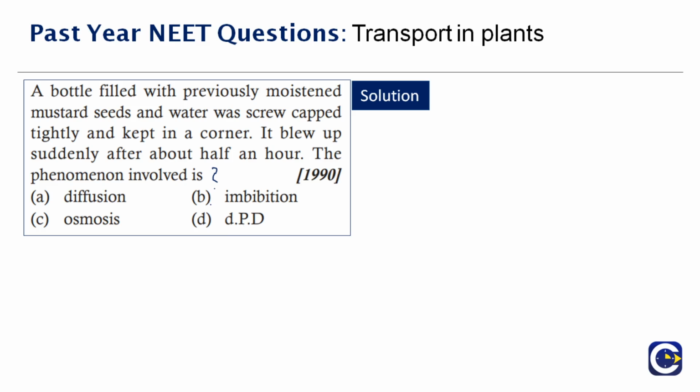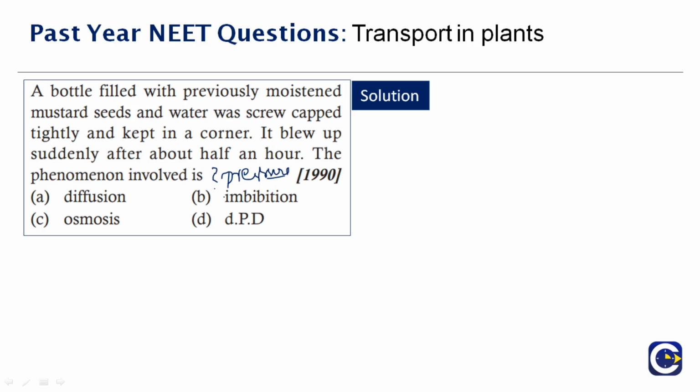So here, out of the 4 options, we very well know that it is a push or a force that comes out. It is tightly screw capped, but still it is blowing open, which means some sort of pressure is involved here. Now out of the 4 options, diffusion and osmosis don't exert that pressure, and they move from the lower to the higher concentration. So the correct answer here is imbibition.